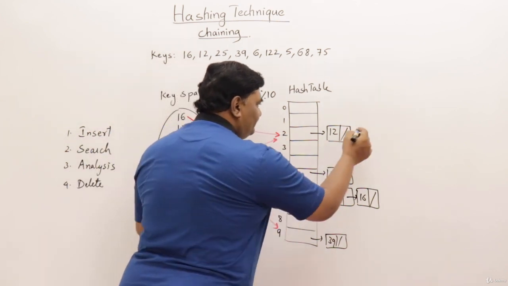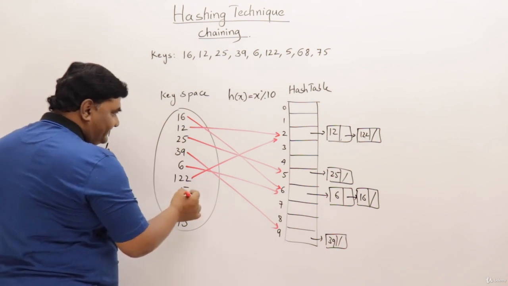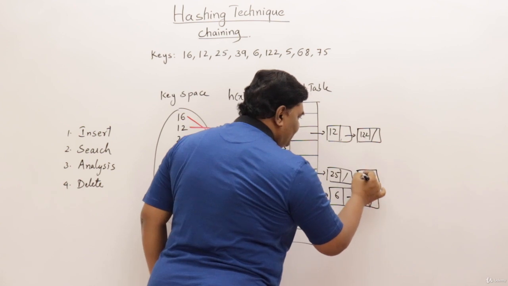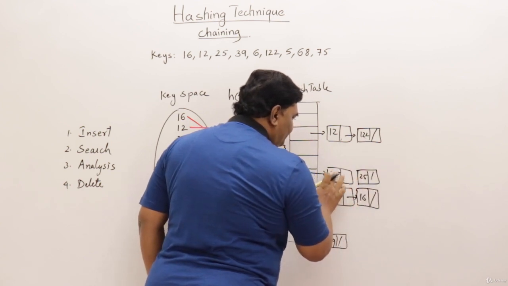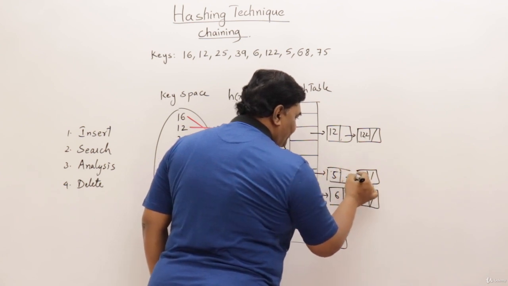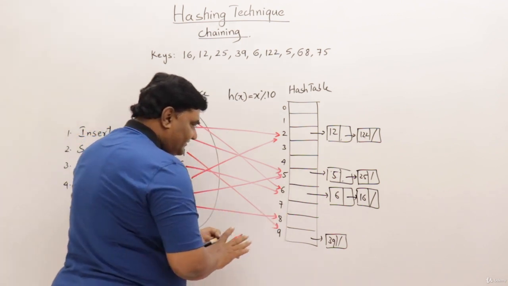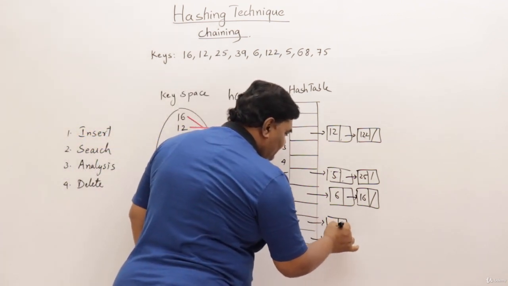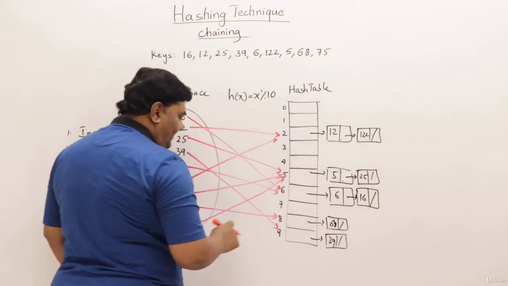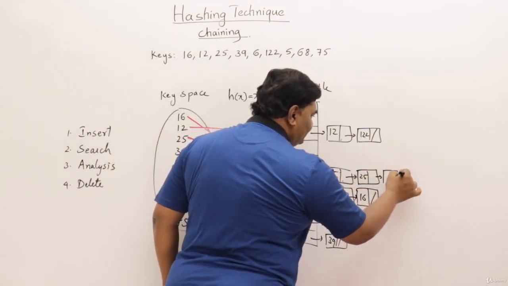122 is greater than 12, so it's inserted there. The next is 5. 5 is mapped here. 5 is smaller than 25, so 5 comes as a node before 25. 68 is inserted here. 75 is again mapped at 5. 75 is greater than 5 and greater than 25, so it should come here as the last node.